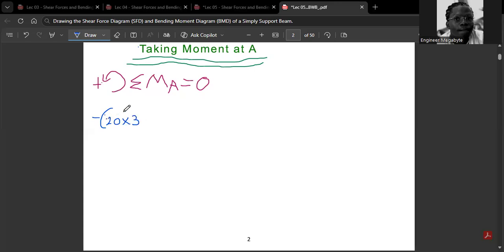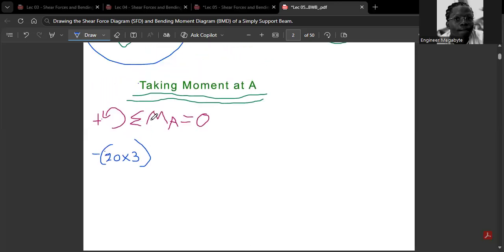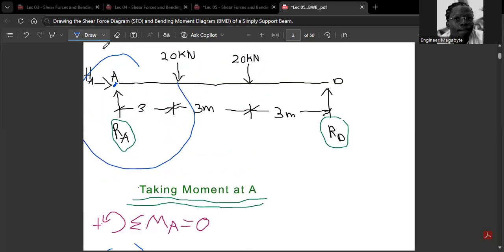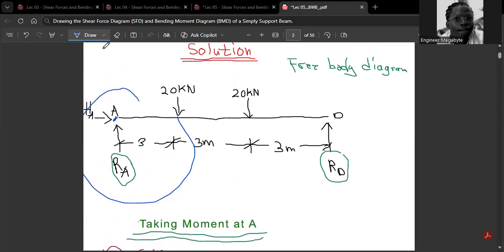You can now close the bracket nicely, as simple as ABC. Then we go and take the other moment too. You can't put any symbol over there because you don't know what the moment is about. We say that all clockwise moments are negative, and all anticlockwise moments are positive. Now we are done taking this one.